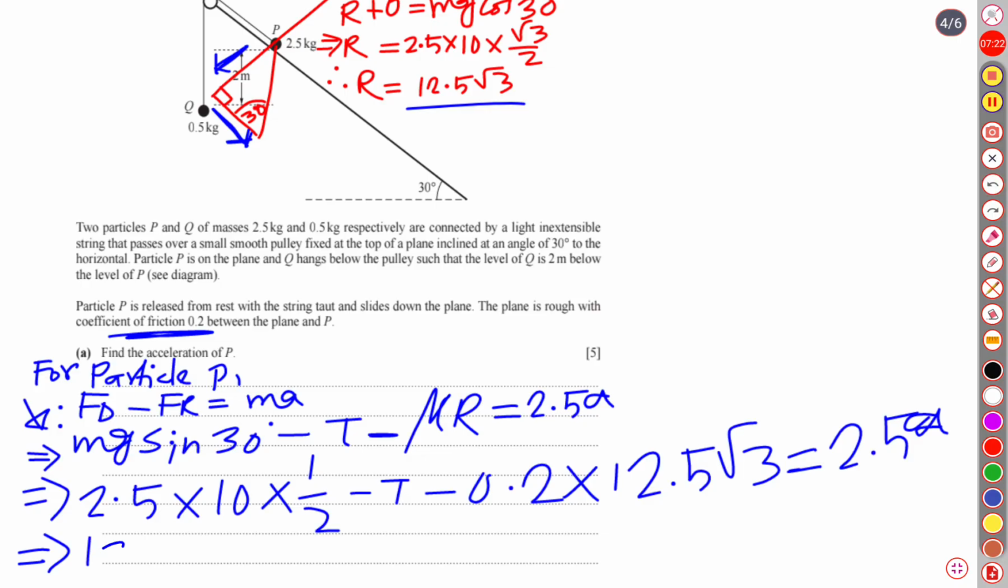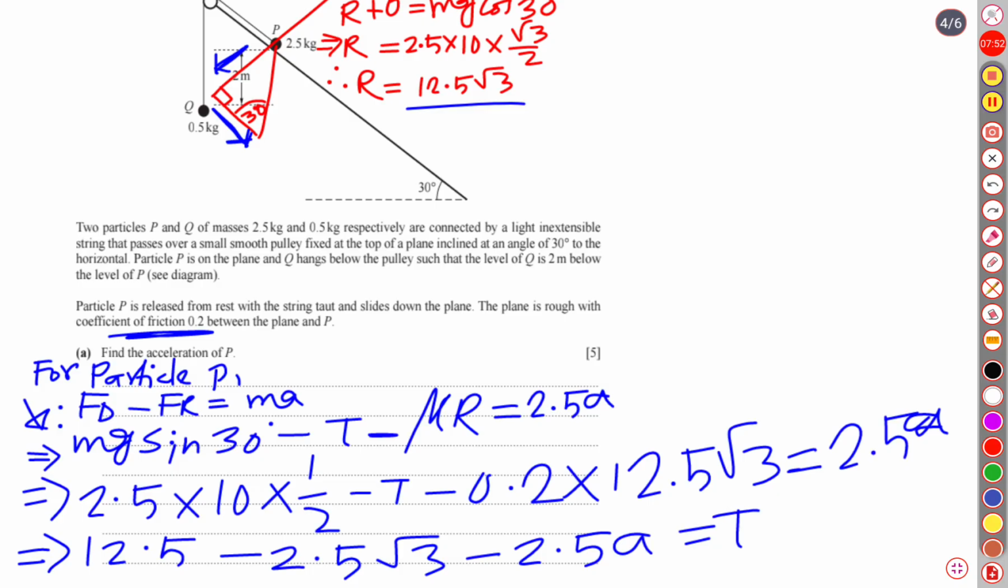12.5 minus, if we multiply 12.5 by 2, it is going 2.5. So 2.5 root over 3 equal to minus, if we isolate t to the right side, minus 2.5a equal to t. We have isolated t on the right side, and we may leave this as equation number 1. We have already explained that there will be two simultaneous equations because there are two particles and two values are to be obtained. Okay, this was about particle P.